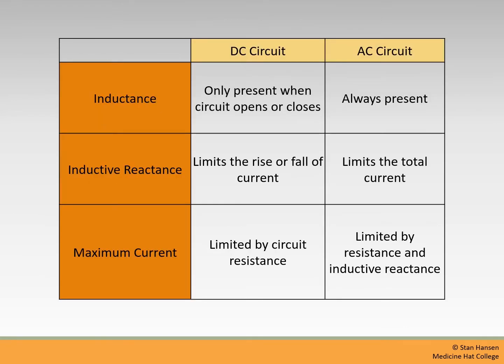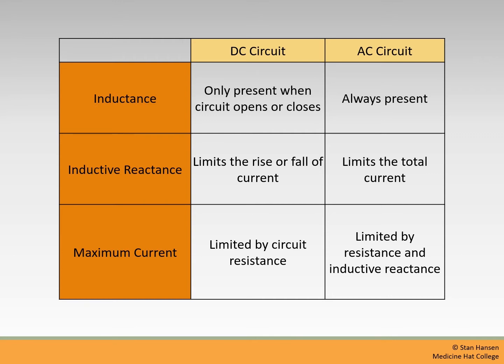If we were to compare an inductor in a DC circuit and in an AC circuit, this is what we would find. Inductance occurs in both types of circuits. However, in a DC circuit, it only occurs when the circuit is first initiated or when it's opened up again. In an AC circuit, since we have constant change, inductance is always constant. Inductive reactance is dependent directly on inductance. So therefore, if I always have inductance inside an AC circuit, I also always have inductive reactance. What we find is in a DC circuit, the inductive reactance is what is limiting the rise and the fall of the current. However, in an AC circuit, it now becomes the limitation for the total current.